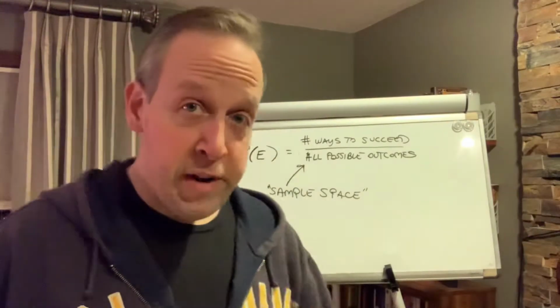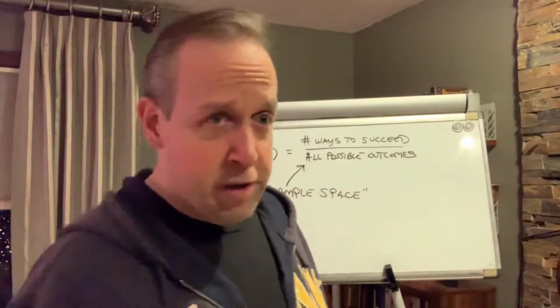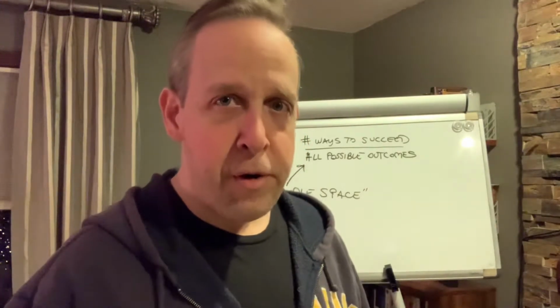Is there always just one way to succeed? No. If I'm rolling the die and I'm playing a game where I win if I roll a 1 or a 2. All right, well now there's 2 possible ways to succeed out of the 6 possible outcomes. So the probability of my success is 2 out of 6, or 1/3.